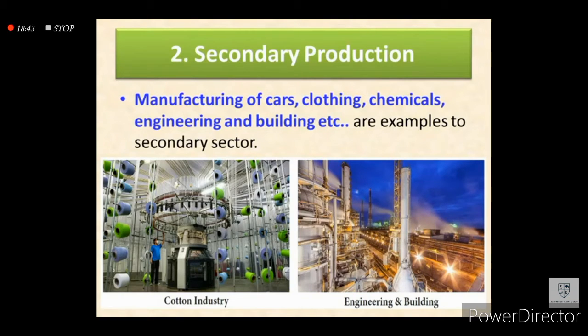The finished products which we use in our homes and for our business are manufactured in the secondary industries. It could be food manufacturing, textile manufacturing, and industry. So children, manufacturing of cars, clothing, chemicals, engineering and buildings, etc. are examples of secondary sector of production. You can see a large-scale cotton industry in progress and the engineering and buildings which are in construction site.